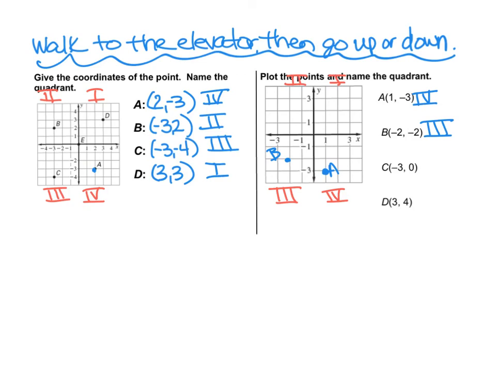We have -3, 0. So we're walking over to -3, but then we're not going up or down. Now notice, this is not in one of the quadrants. This is actually on the x-axis. So the location is the x-axis because it's on our x. And then we have 3, up 4. And we should probably label that D. Oh, and this was C. This is in quadrant 1.